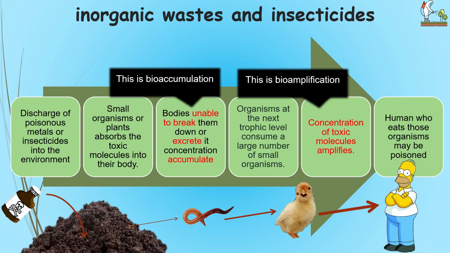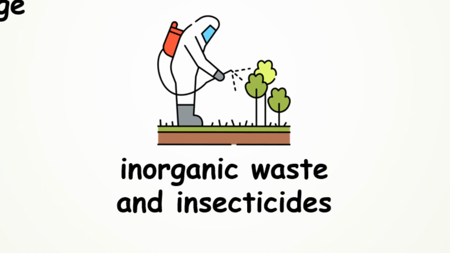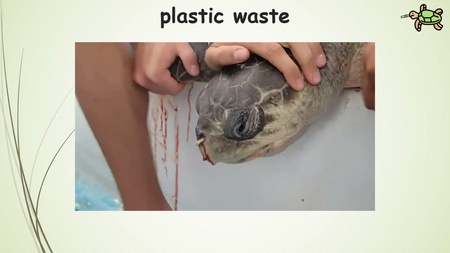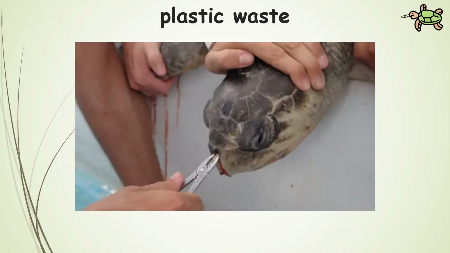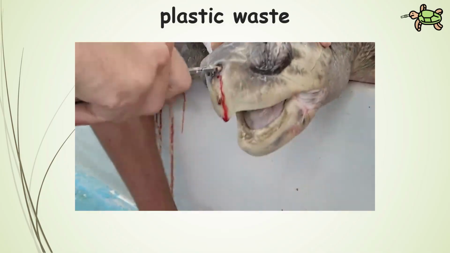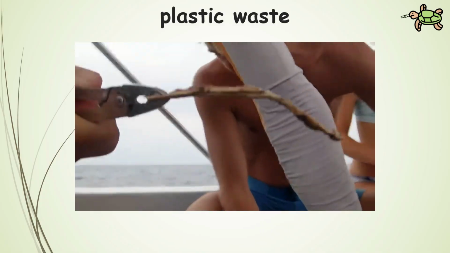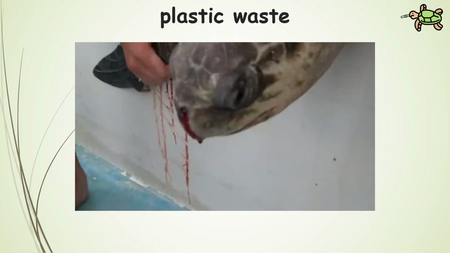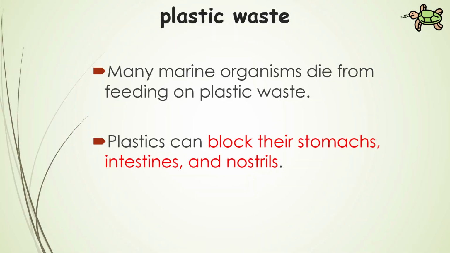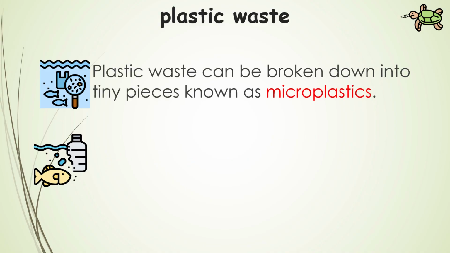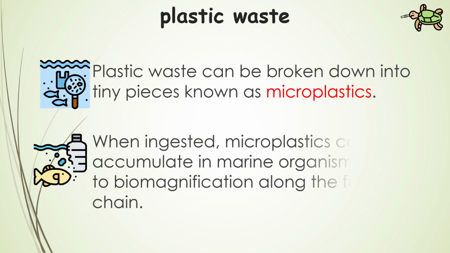In reality, everything is poisonous. It just depends on the dose. Plastic waste is no exception. If you eat too much of it, it will kill you. Many marine organisms die from ingesting plastic waste, which can block their stomachs, intestines, and nostrils. This leads to discomfort or death, as digestion and nutrient absorption are affected. Plastic waste can also break down into tiny pieces known as microplastics, which can be biomagnified along the food chain.